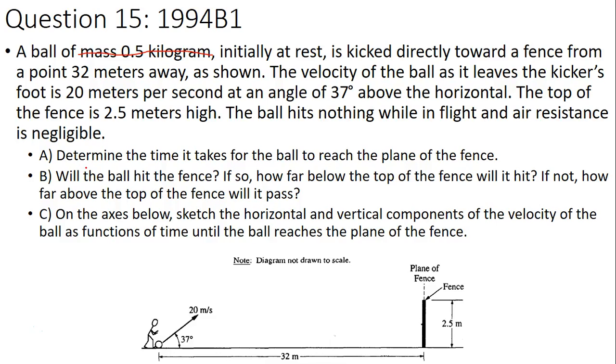So first we want to determine the time it takes for the ball to reach the plane of the fence. So basically what they want is how long does it take to go this 32 meters? Will the ball hit the fence? If so, how far below the top of the fence will it hit? If not, how far above the top of the fence will it pass? And then for part C, we've got to sketch the horizontal and vertical components of the velocity.